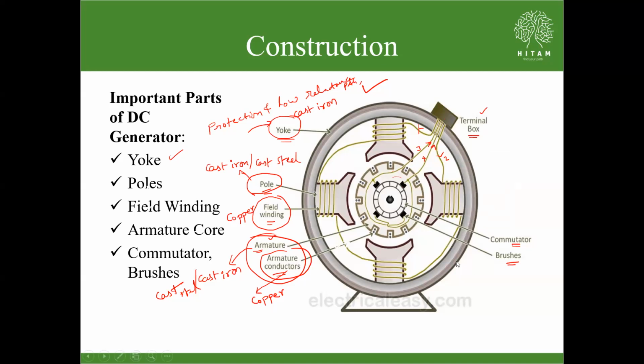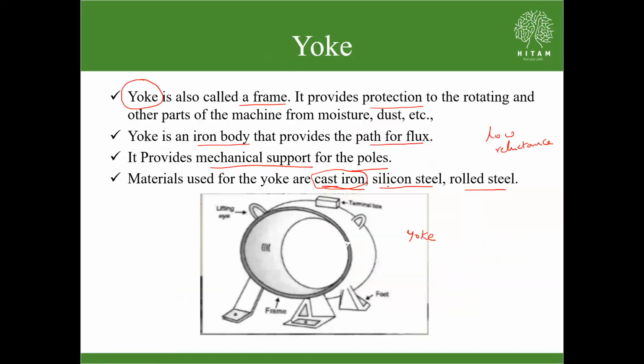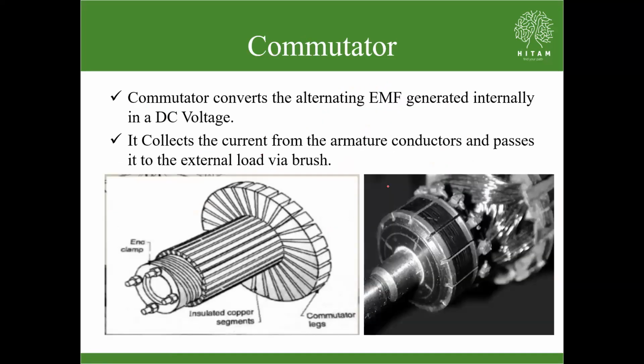That is from the brushes. Now see, this is your commutator. What is the purpose of the commutator? The commutator is nothing but a rectification process, where the physical connection to the armature winding is made through this commutator and brush arrangement. These are the brushes and this is your commutator. See the textbook diagram and the real-time one. The commutator converts the alternating EMF generated internally into a DC voltage. That is what I mentioned as a rectification process.